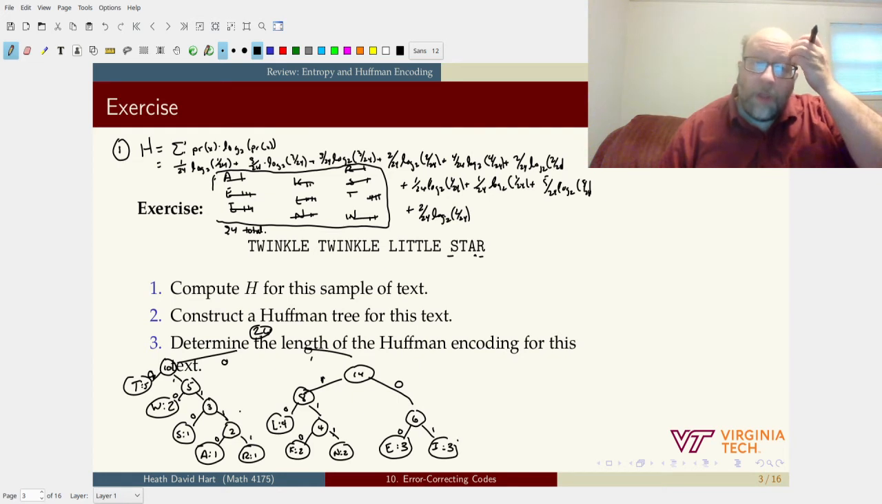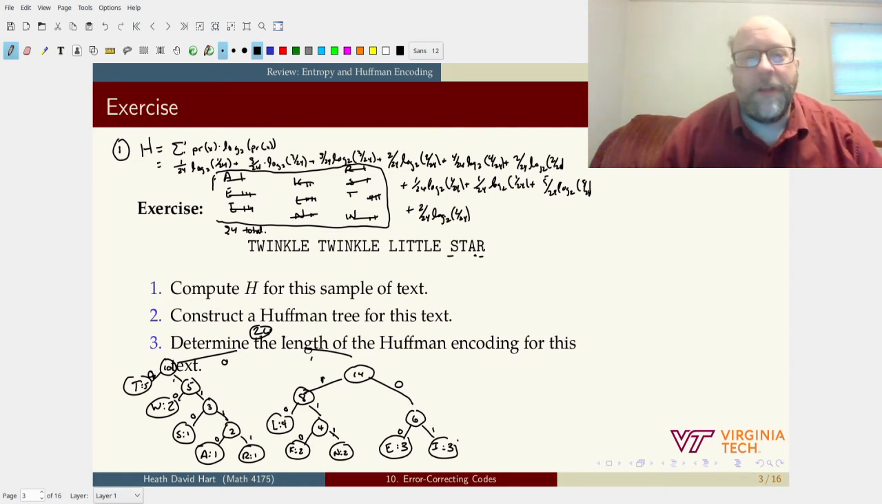So in step 3, we want to determine the length of the Huffman encoding for this text. What we're going to do is take our formula for H, eta, and actually we want the absolute value of this. And instead of using the natural logs, we use the number of bits that it takes to encode these things.